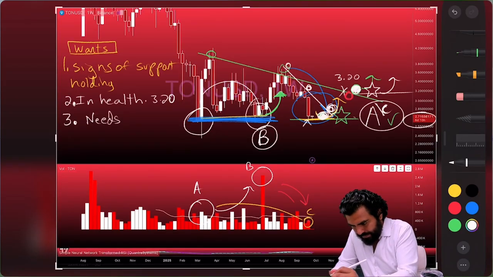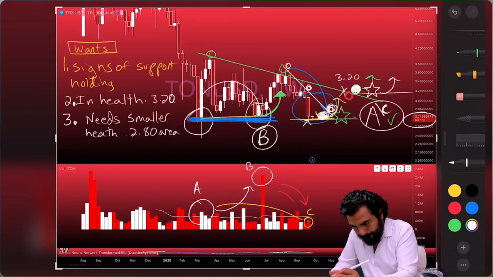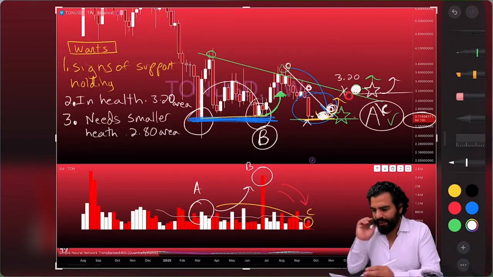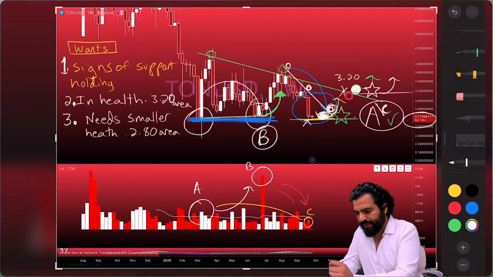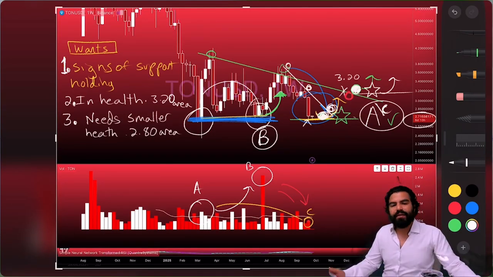Needs smaller health. 280. Okay. What was the biggest warning sign on why I may not want to buy this right now? May not be fully absorbed. Yeah, it may not be fully absorbed.